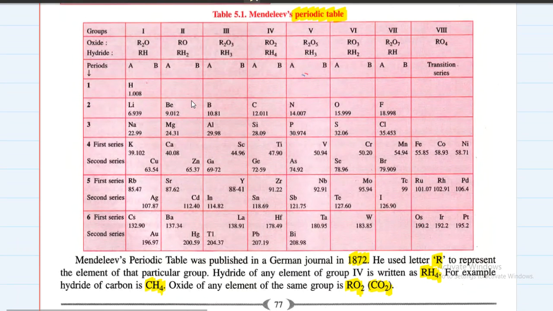So if you can see over here, you will see R and H. R means element of that particular group, O is oxygen, H is hydrogen. So he wrote the respective formula for oxide and hydride of an element occurring in that particular group.